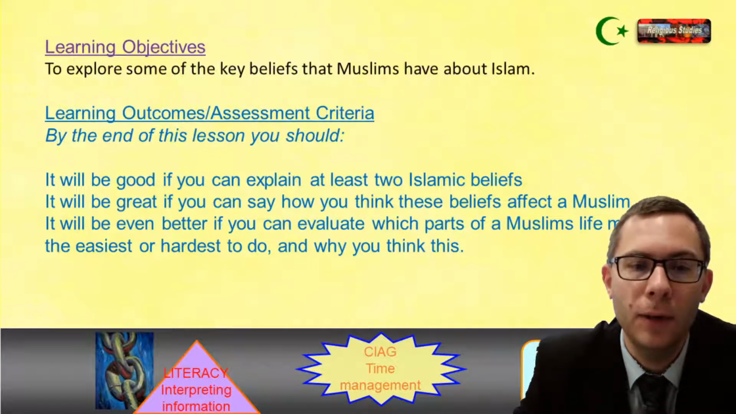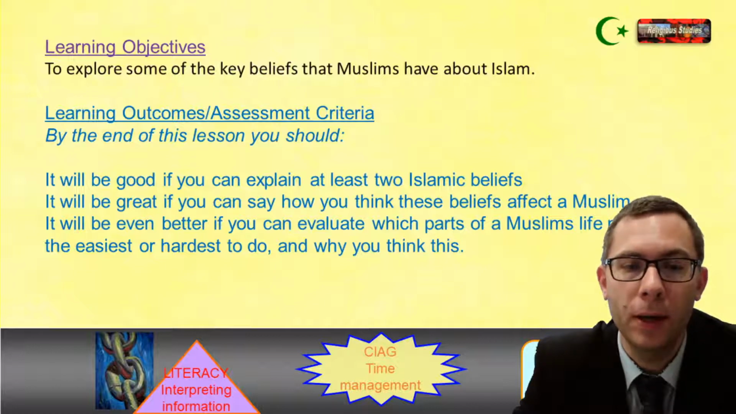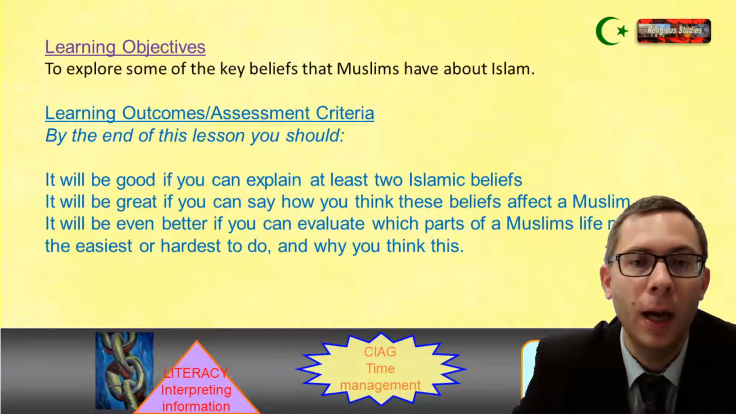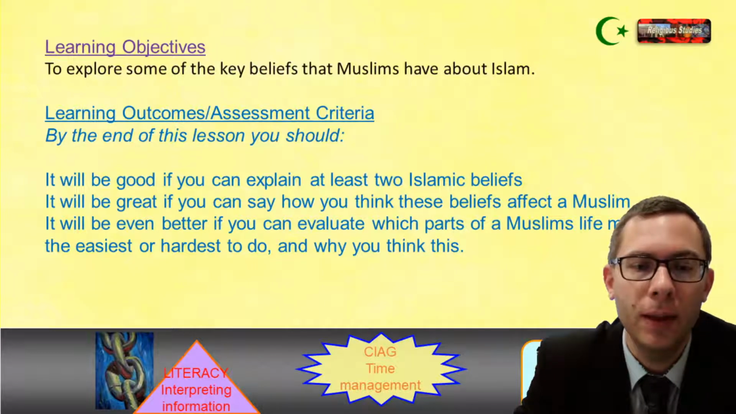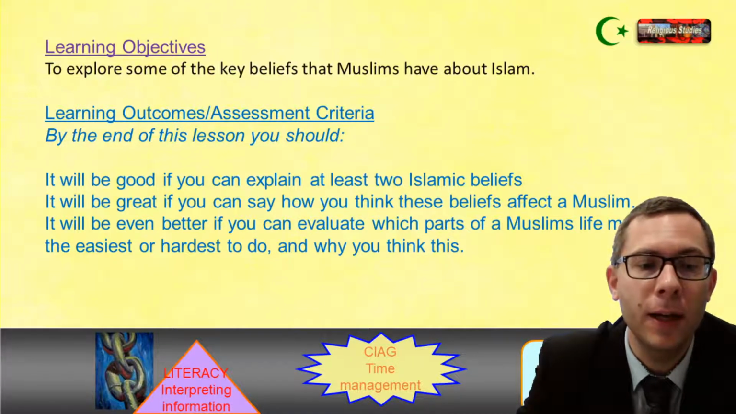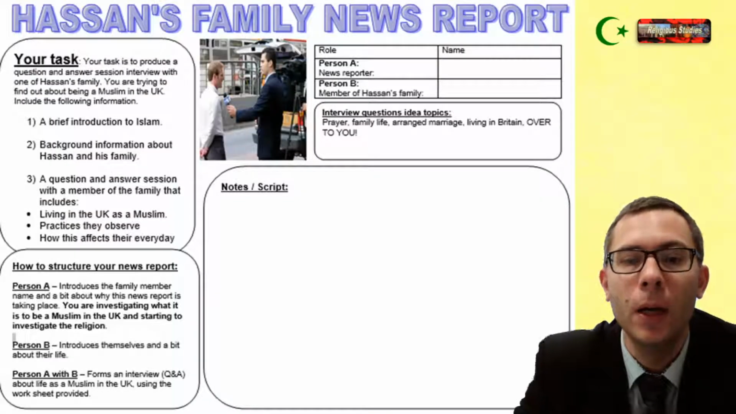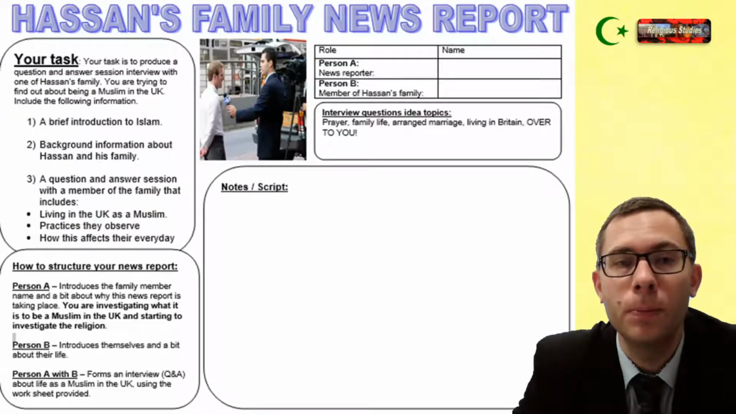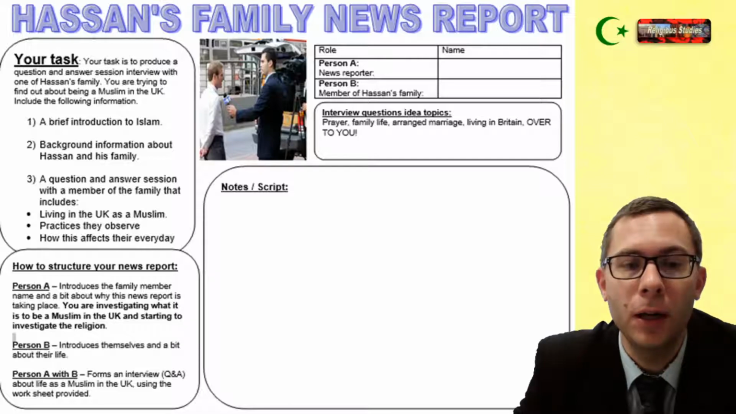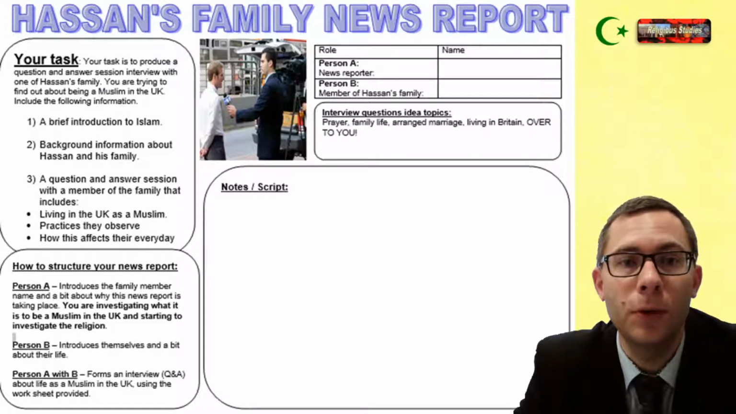Okay, so hopefully now we've got some key beliefs about what Muslims have about Islam, and you can identify at least 2 key Islamic beliefs now. Great if we can think about how those affect a Muslim's life, and that's what we're going to go on to think about now. So also in the link in the description below, part of that Google Drive directory, is this Hassan's Family News Report, which I'd like you to complete.